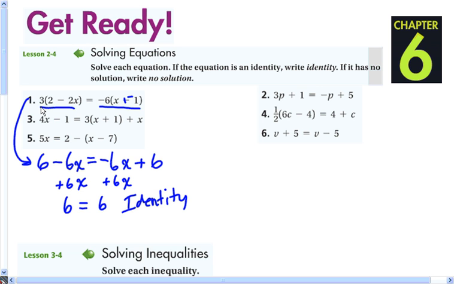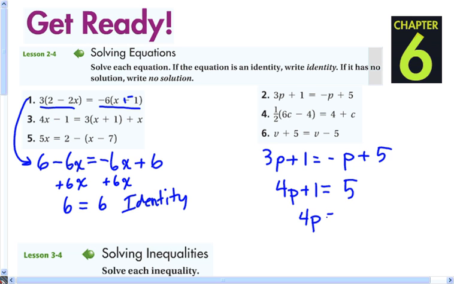All right, number 2, we get 3p plus 1 is equal to negative p plus 5. If I add p to both sides, I get 4p on this side, and I get just 0p plus 5 on that side. If I subtract 1 from both sides, I get 4p equals 4, and I get p equals 1. So that one has a solution. P is equal to 1. So the first one is an identity.